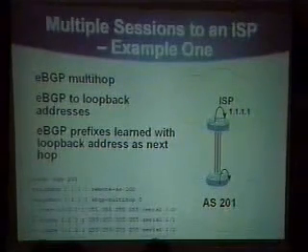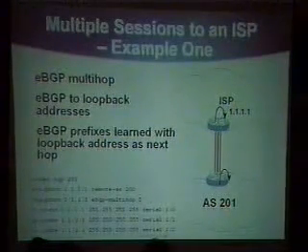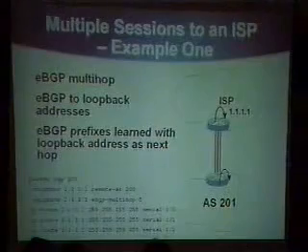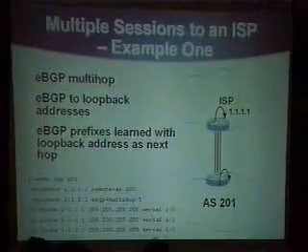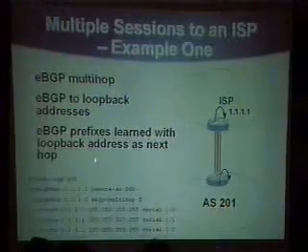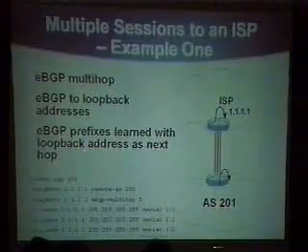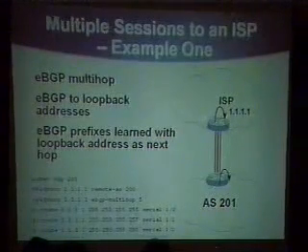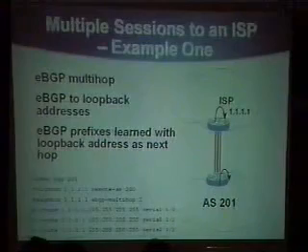Or you may be connected to other service providers as well. And this is just one connection that you're trying to load share the circuits over. Right, so you run the eBGP to the loopback addresses. eBGP prefixes are learned with the loopback as the next hop, and then just set up a static route pointing to each of the serial interfaces. And that works really well.